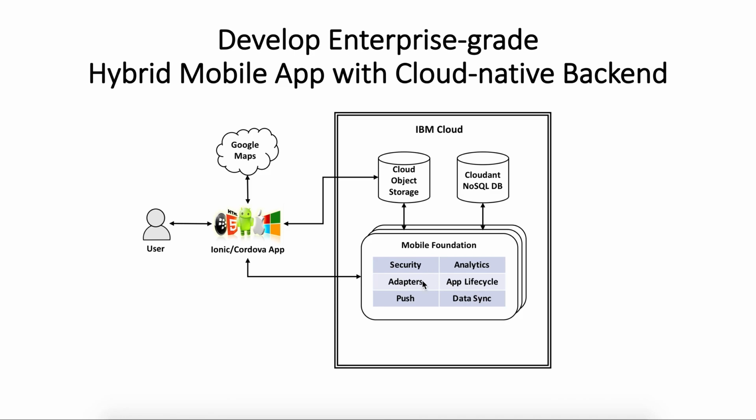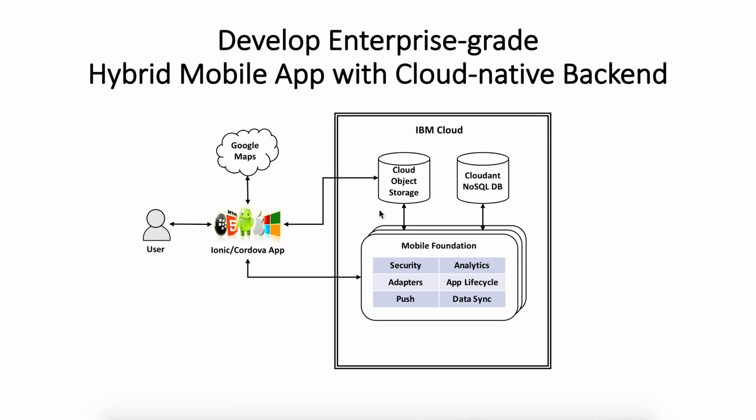The Mobile Foundation service available from IBM Cloud provides a scalable mobile access gateway for securely accessing those backend services, and it provides other essential mobile backend capabilities such as push notifications, app lifecycle management, app analytics, and others. This code pattern gives you step-by-step instructions for developing an Ionic or Cordova-based hybrid mobile application that securely connects to Cloudant and object storage services via IBM Mobile Foundation service.